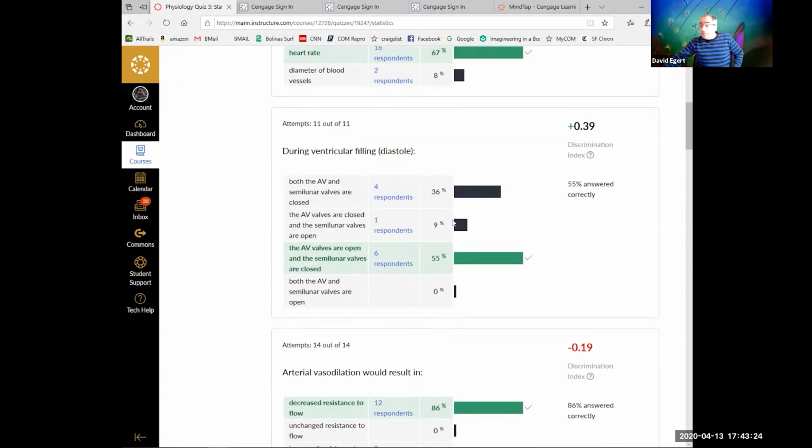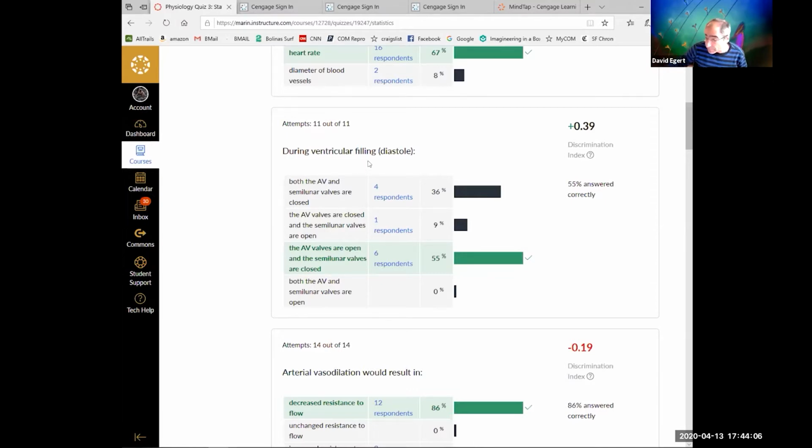Oh my God, half the people got this one wrong. During ventricular filling, diastole. So if the ventricles are filling, that means the blood is returning in the veins, the vena cava and the pulmonary veins, pouring through the atria, filling into the ventricles. So you're not going to be able to fill the ventricles if the AV valves are closed. In order to have blood pouring into the ventricles to fill them, we have to have the AV valves open. So having AV valves closed couldn't work at all. The blood would just hit a wall trying to get into the ventricle.